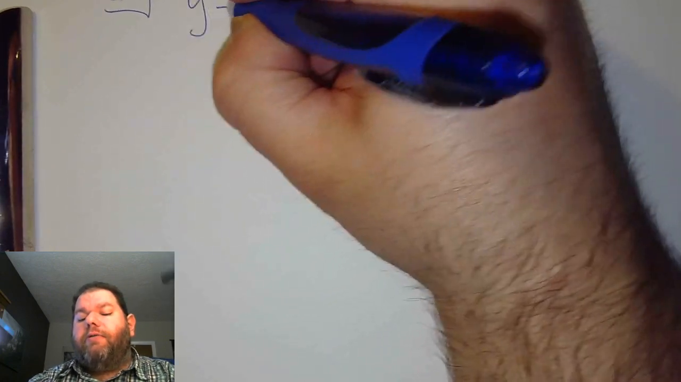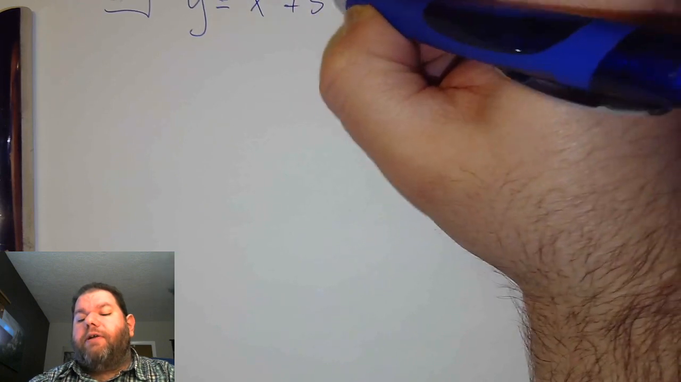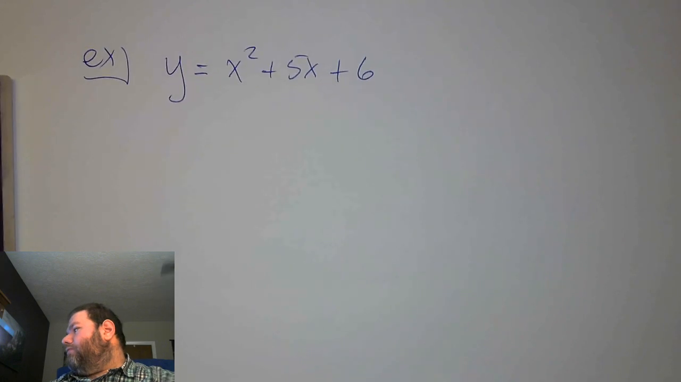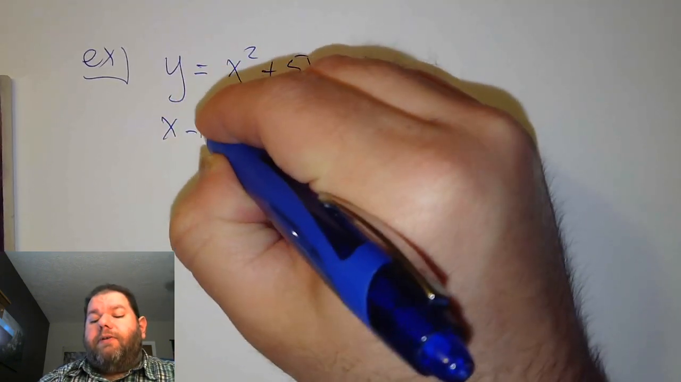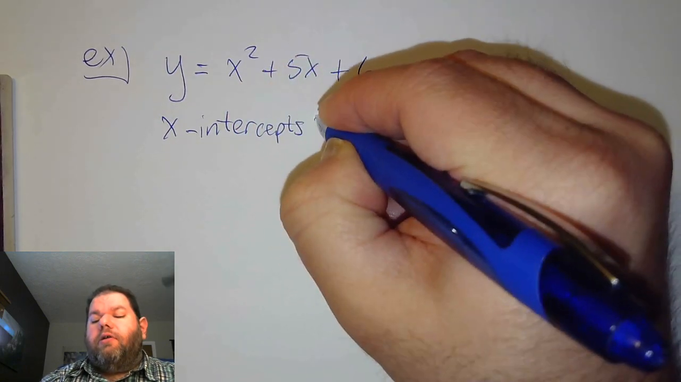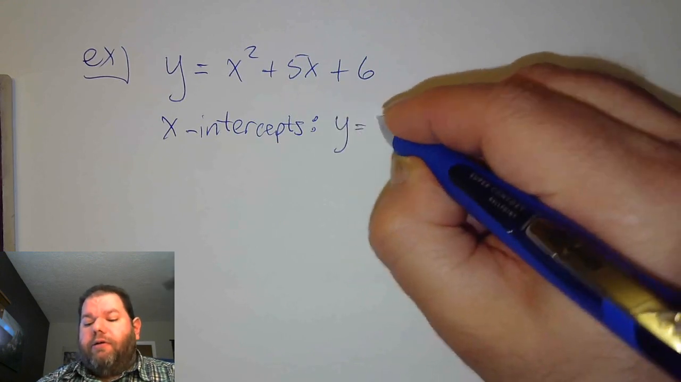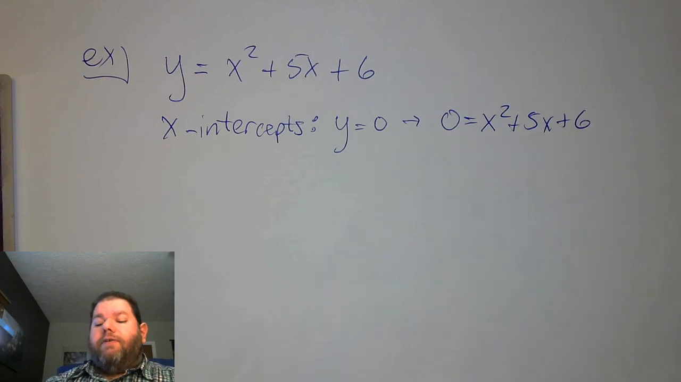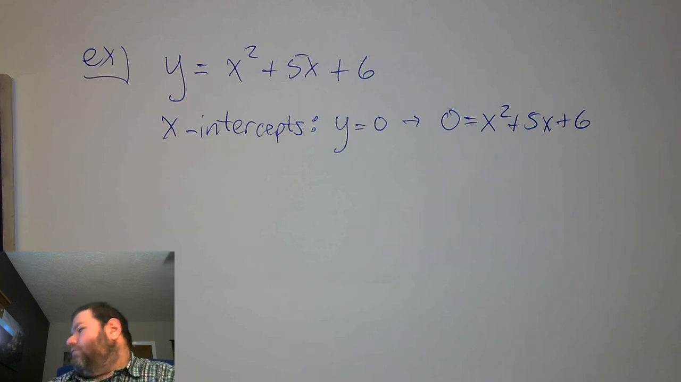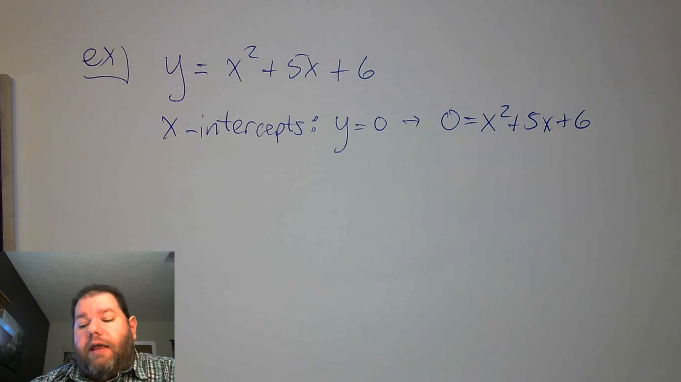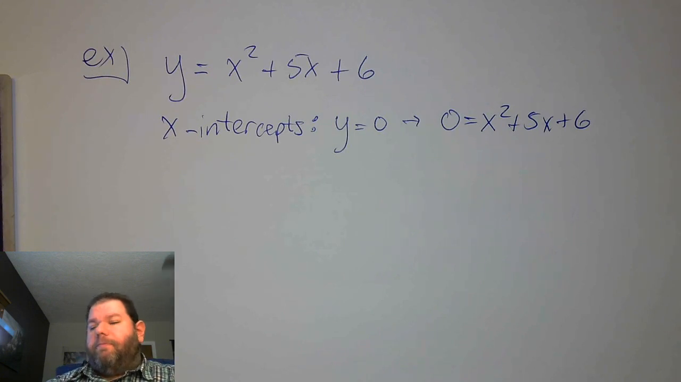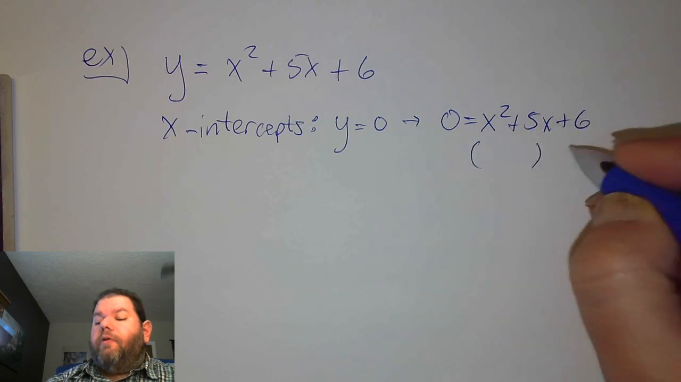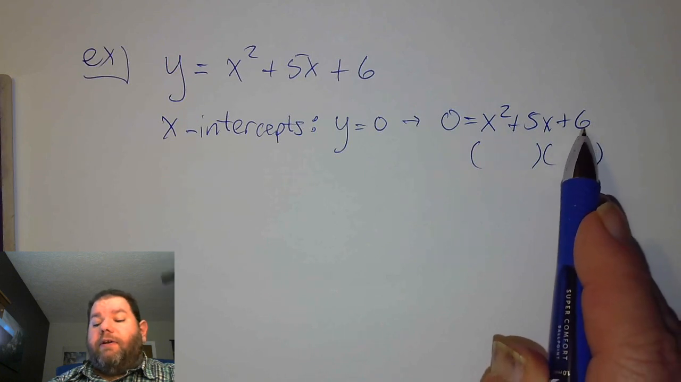Let's say that we have y equals x squared plus 5x plus 6. Now, if we want our x-intercepts, again, we know that we set y equal to 0. So we plug in 0 for the y, and that gives us the equation 0 equals x squared plus 5x plus 6. How are we going to go about factoring that quadratic trinomial? We know that we need two numbers that multiply to 6 and add up to 5.